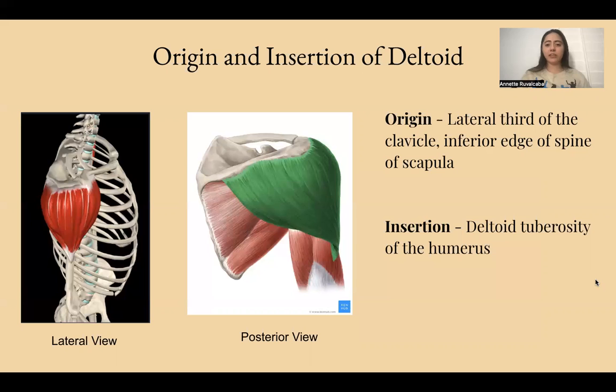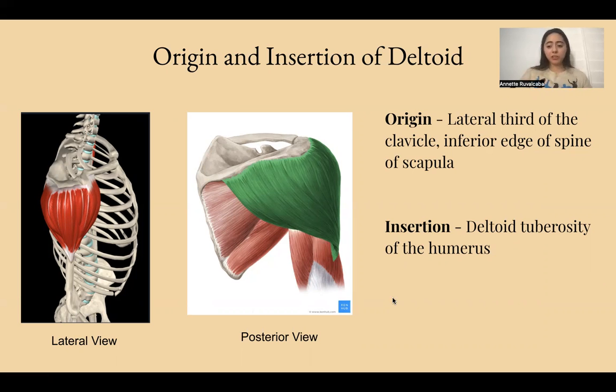The origin and the insertion of the deltoid. The origin is the lateral third of the clavicle and inferior edge of spine of scapula. And as you can see from the lateral view, it starts from the clavicle and it wraps itself around to where it reaches the scapula, which is posterior.